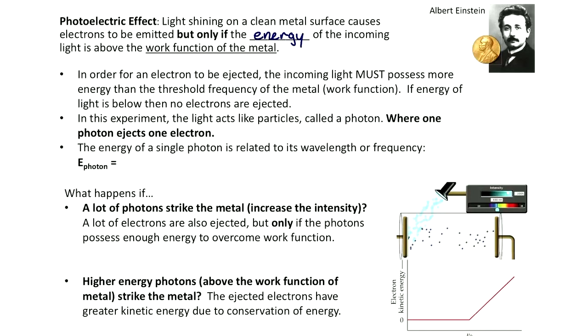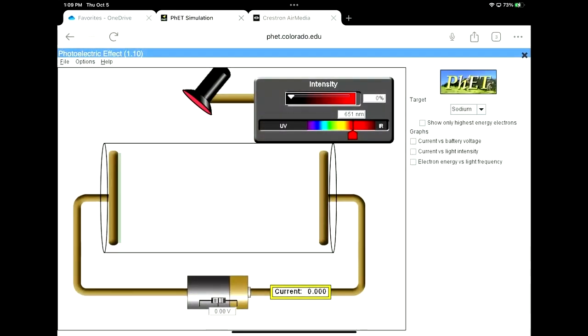So let me show you a demo, or a simulation, of what's going on. All right, so this is the experiment. I have a light here. I can change the intensity of the light. Okay, so there are my photons. And then I can also change the energy of the light. I change the energy of the light by changing the wavelength.